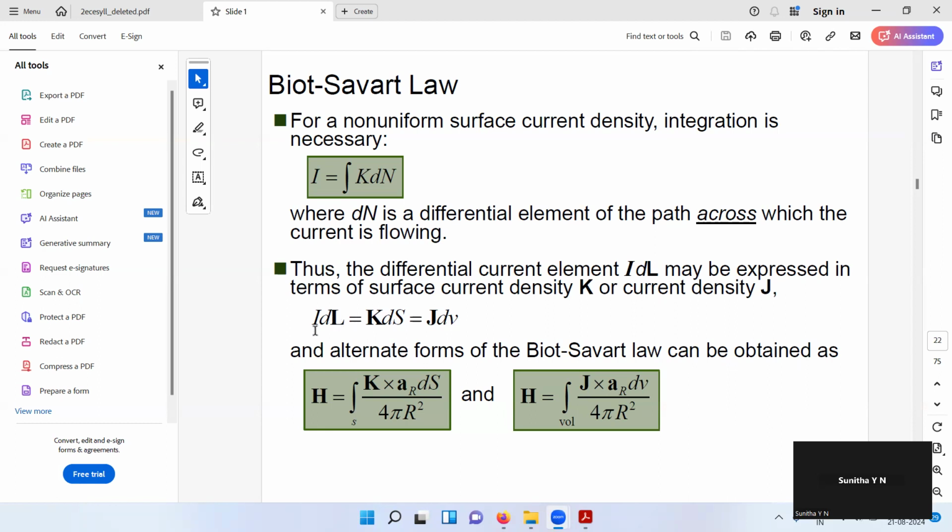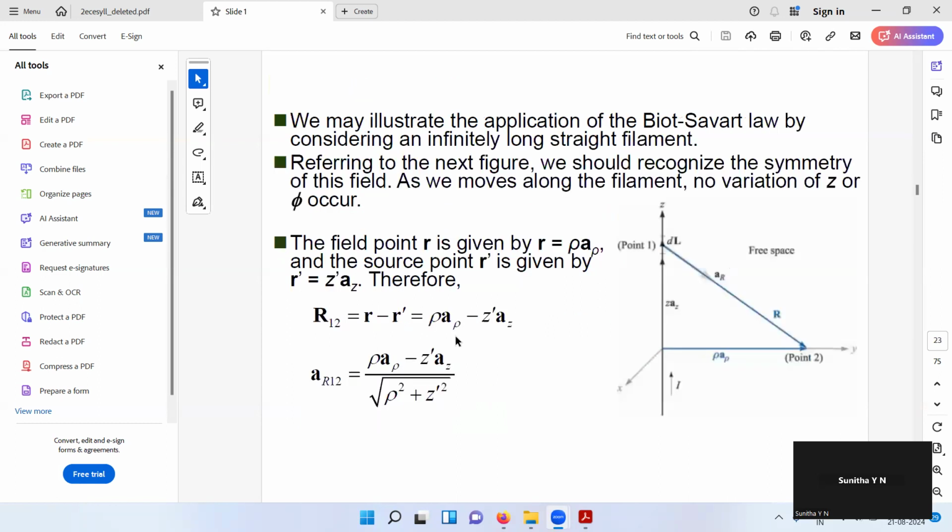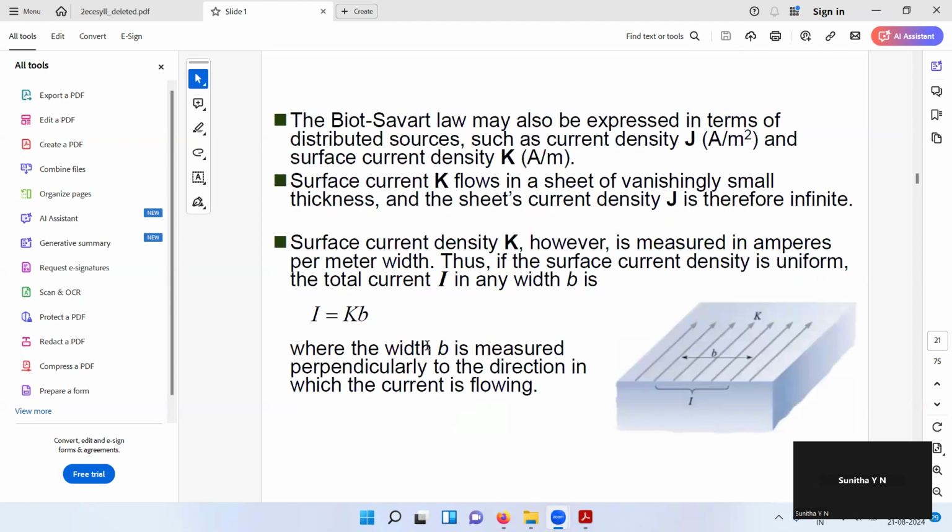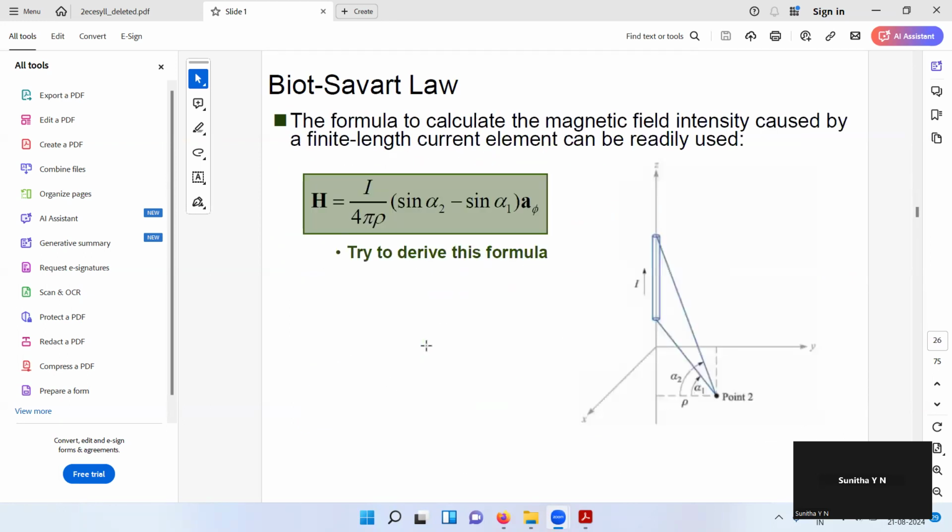So the source for the magnetic field at a field point P, we took as the current carrying filament, then it is I dl. If it is a surface, then K dS. And if it is a volume, it is J dv. So this is about the Biot-Savart law.